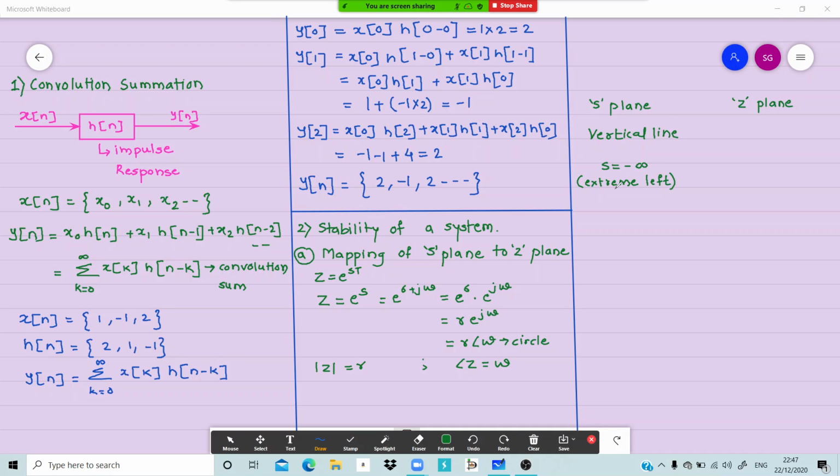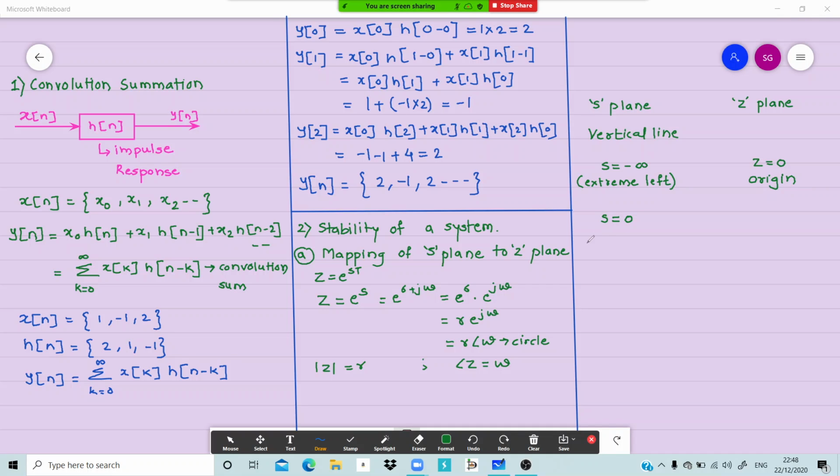Okay. So s is equal to minus infinity. That means e raised to minus infinity is going to be equal to 0. That means Z is 0. Now Z is equal to 0 means its magnitude is also 0 and angle is also 0. So magnitude is 0, angle is also 0. That means it is the origin. Right? Okay.